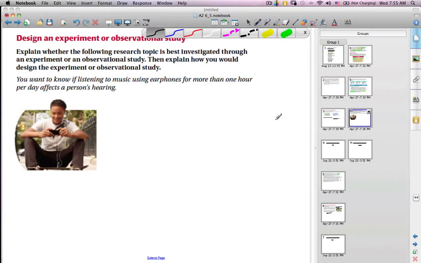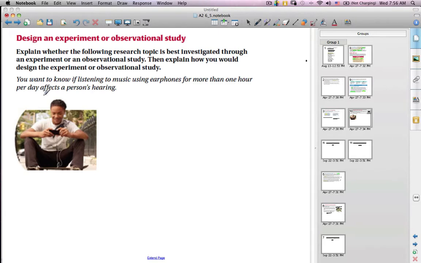Okay, so if you take a look at this particular study, now we're talking about selecting the appropriate study method for what you're looking at. Would the following research topic be best investigated through an experiment or through an observational study? And explain how you would design the experiment or the observational study. I want to know if listening to music using headphones for more than an hour per day affects a person's hearing.